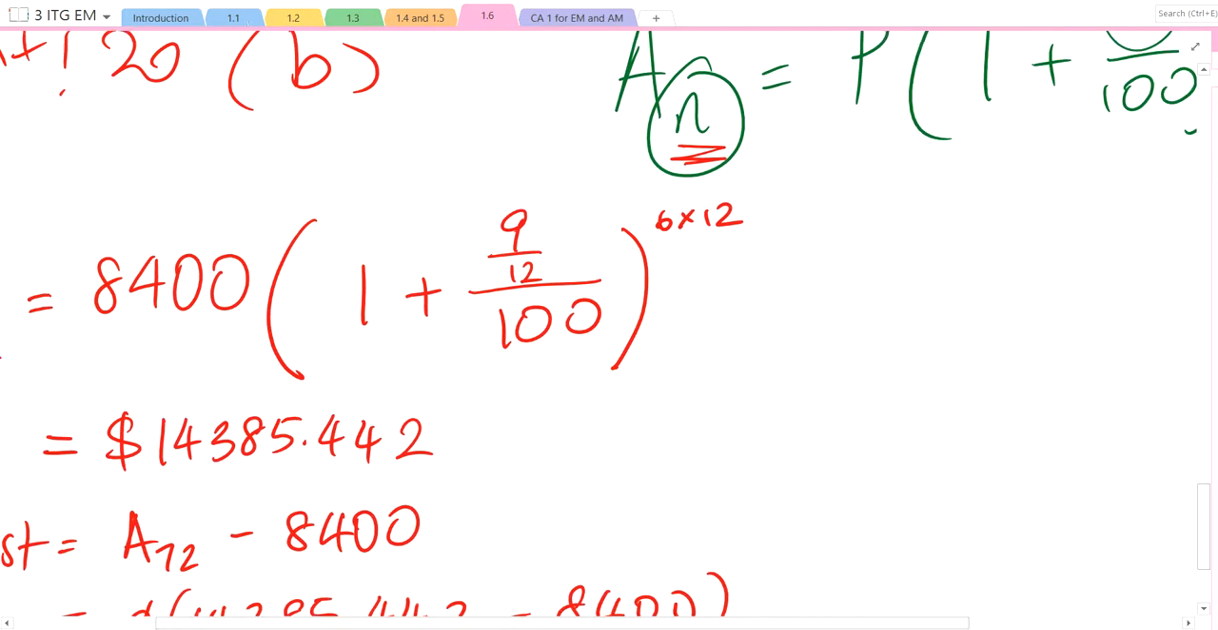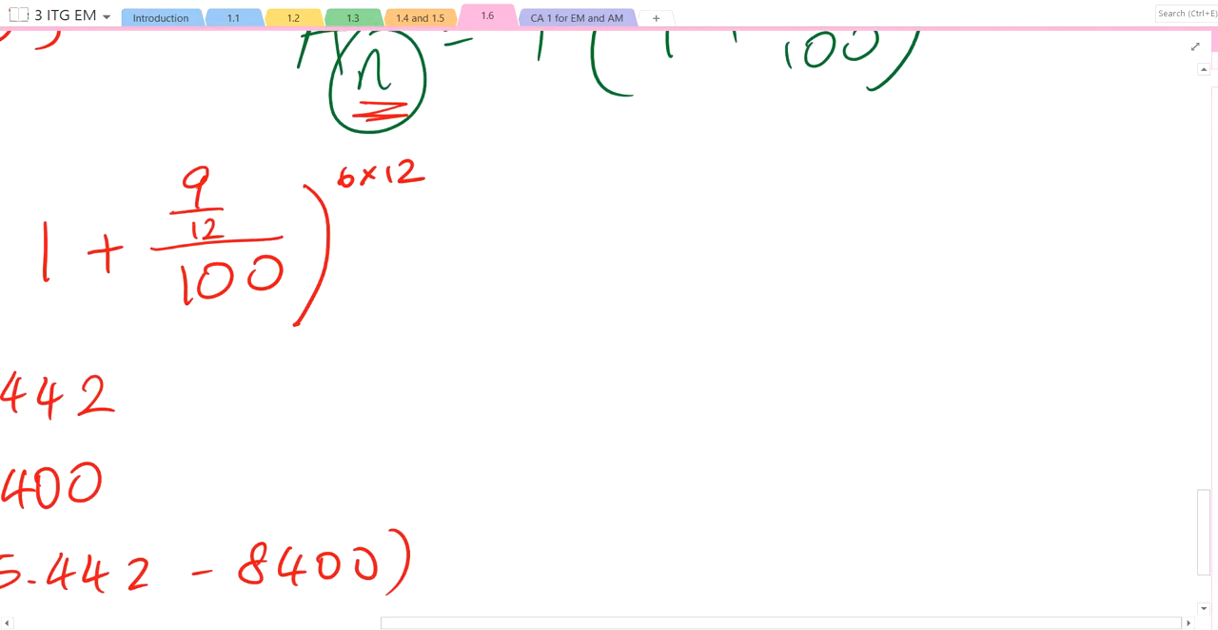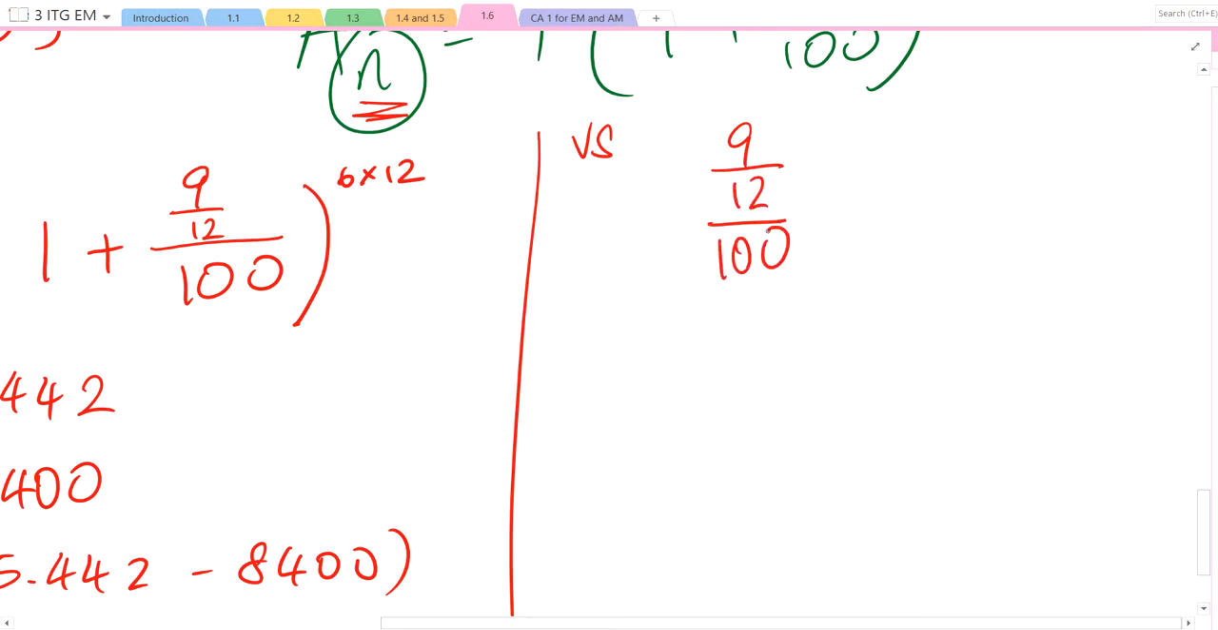Now, I was talking about this: a fraction in a fraction. Is it clear that I've got 9 over 12, then that fraction is divided by 100? Is it clear? Okay, how about if I write it this way, versus 9 over 12 over 100?